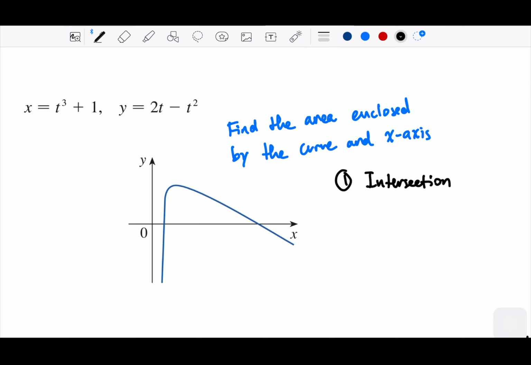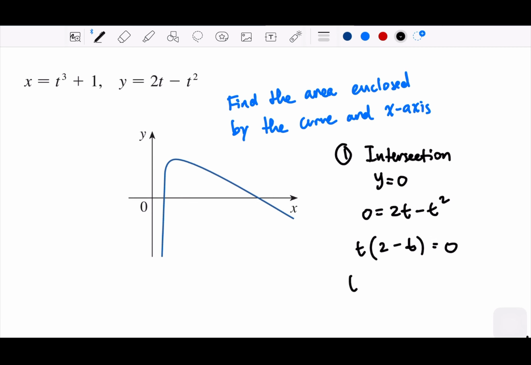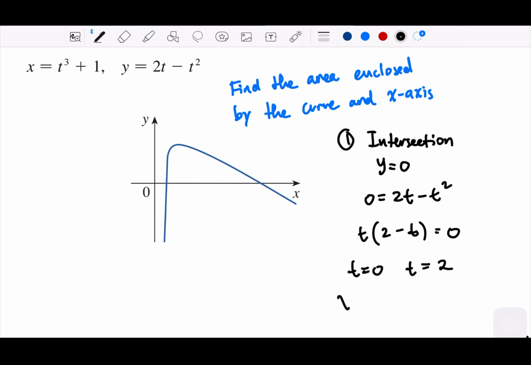So find when y equals 0, where we take 2 minus t. So t is 0 and t is 2. When t is 0, x is 1, and when t is 2, x is 9. So this point here is 1 and 9.